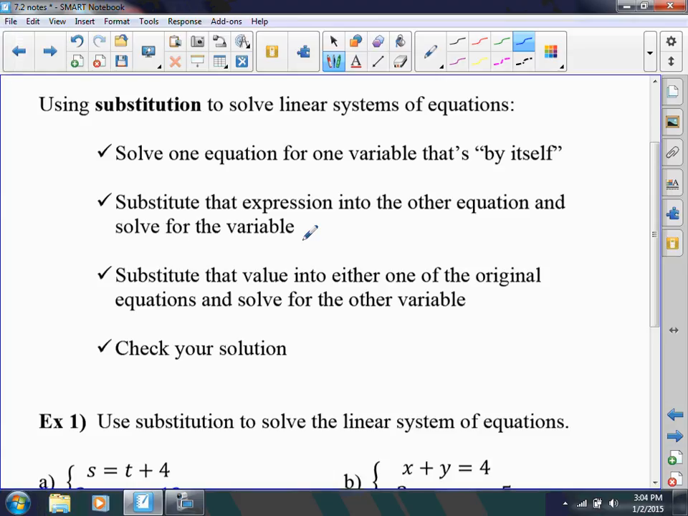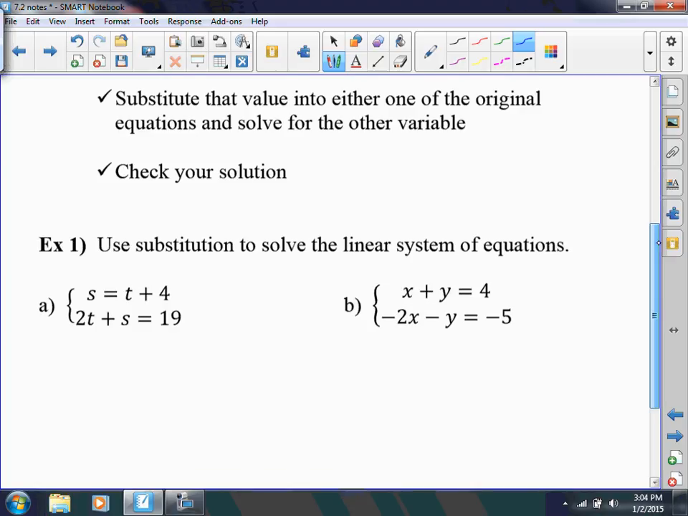So after you solve that equation, you'll have x equals 5, let's say. Then you can substitute that value into either one of the other original equations to solve for your other variable. So if you know x, you can solve for y, or if you know y, you can solve for x. And then we want to check our solution. We want to substitute it back into both equations and make sure it works. Okay? So that's kind of a wordy process there.